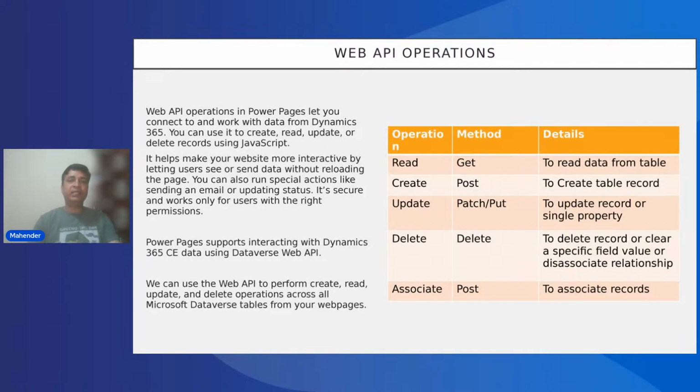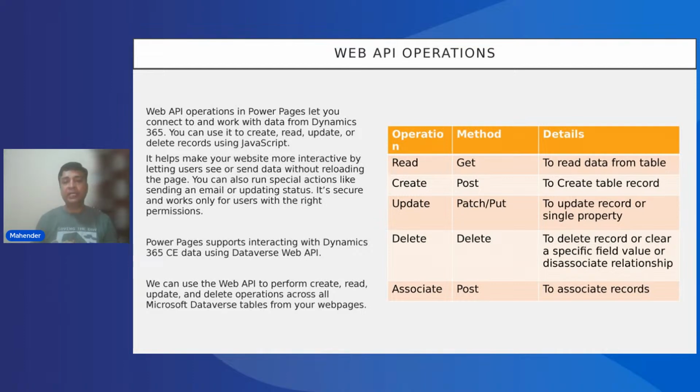Now that we have the web API, what are the different types of operations, the different methods, that we can perform using the web API in Power Pages? Here you can see that we have this set of operations. Mostly we call them CRUD operations, right? All the CRUD operations can be done using the web API. So we can perform the read operation.